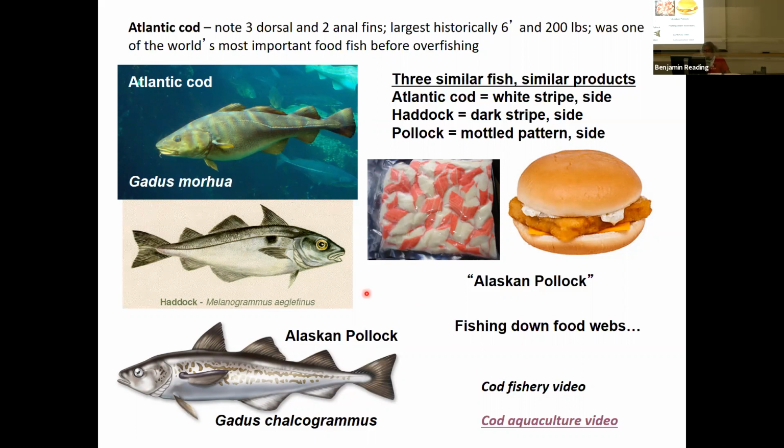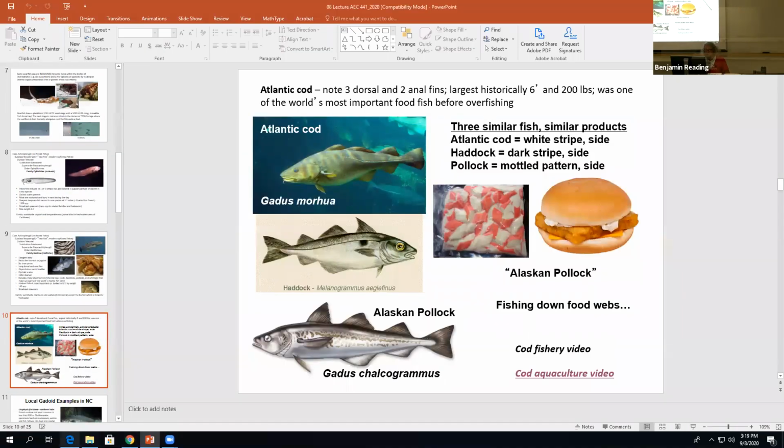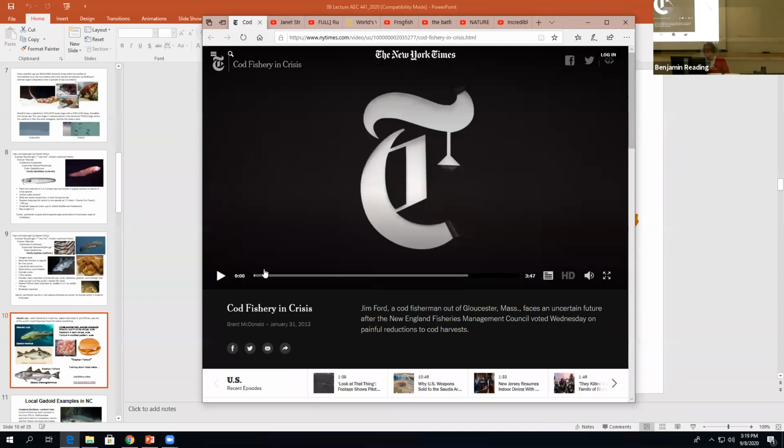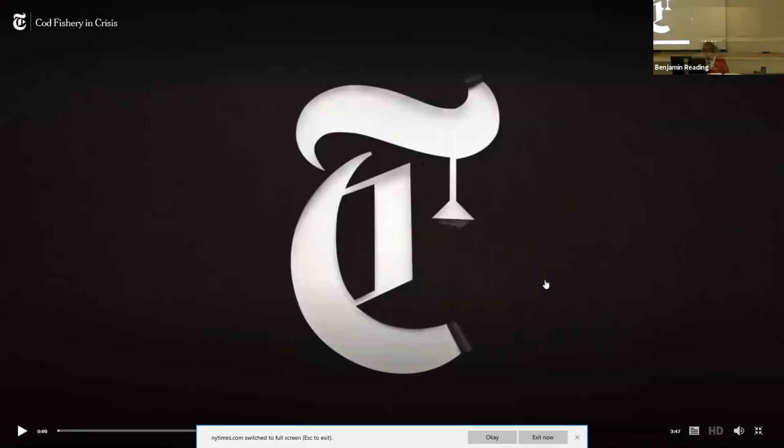So here's a video of codfish in the fishery of cod. And then I'm going to follow it up with a cod aquaculture video that talks about culinary preparation of the cod, so how to cook it and things like that. So here is the cod fishery.